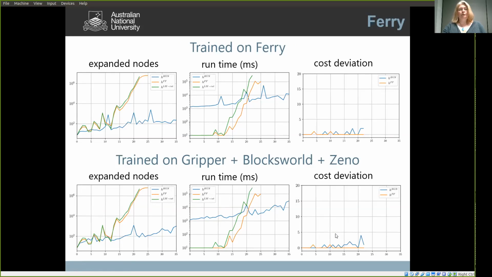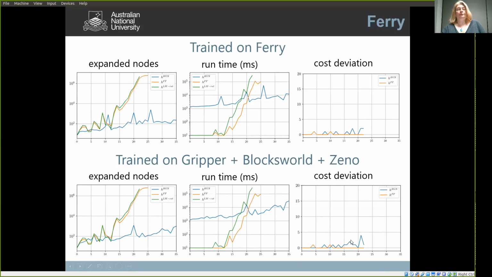Miconic is another problem in which we're quite successful. As you can see, the number of expanded nodes is quite a bit less than that of the other heuristics. Runtime is pretty good, and even the plan length is pretty good. And what's more surprising is that that remains the same for the domain-independent heuristics.